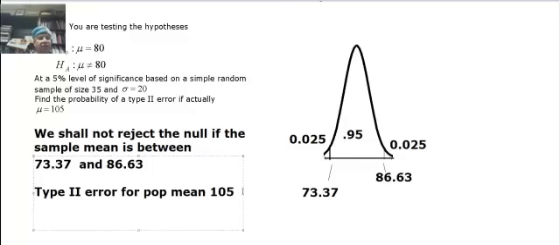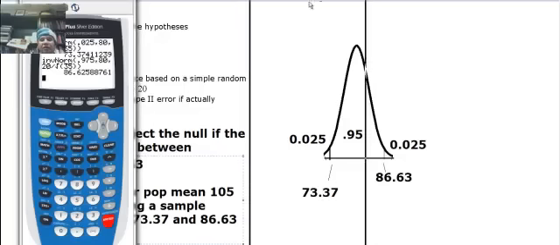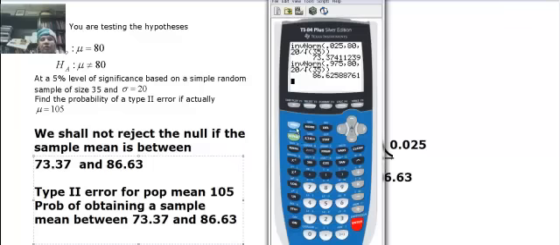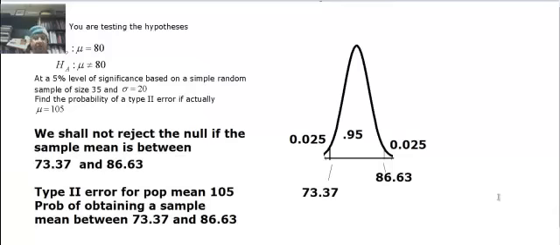So type 2 error for the population mean 105 is the probability of obtaining a sample mean between 73.37 and 86.63 when actually it is 105, right? So let's go for it. Let me just put that in this document so that when the other people in class see it, they will know how we got it.